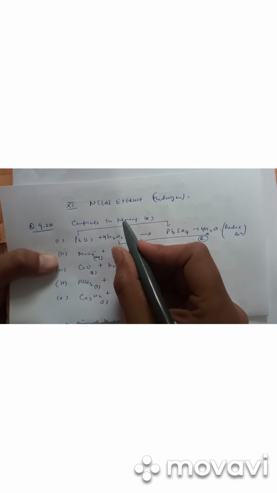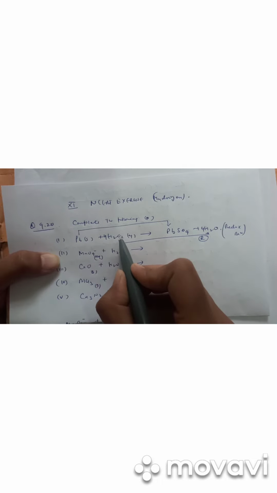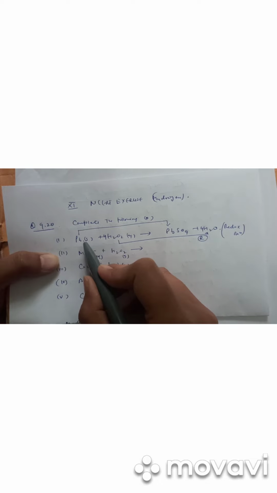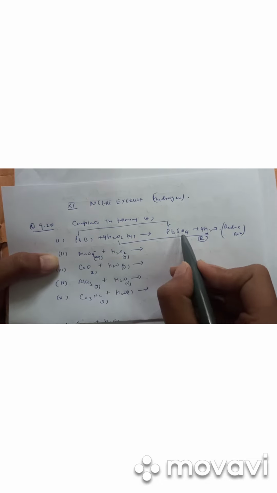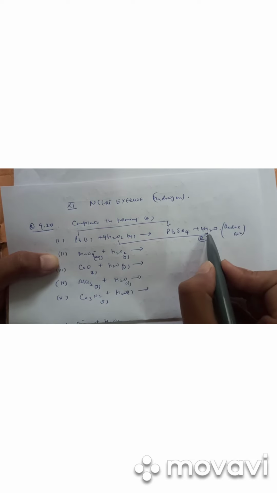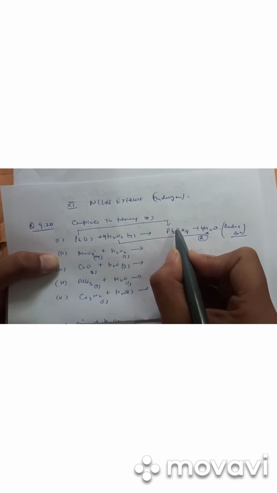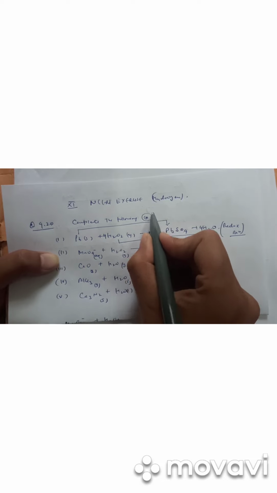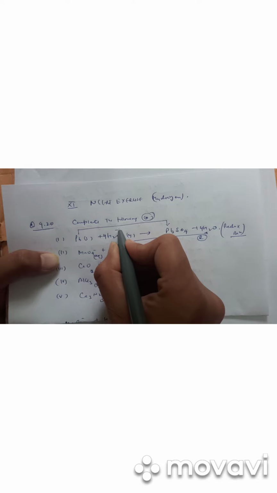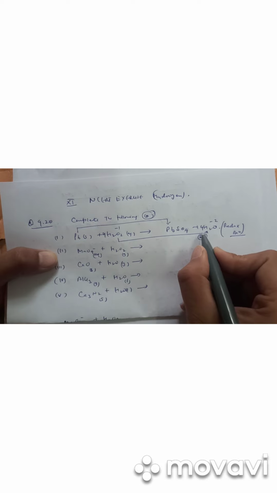In this video I am going to explain NCERT exercise of hydrogen. This is question number 9.20. The question is to complete the equation. So lead plus H2O2, this is the question. After the reaction between lead and hydrogen peroxide, lead changes into lead sulfate and hydrogen peroxide changes into water. So this is also asked, what type of reaction is this? This is a redox reaction, because in lead oxygen is added and sulfur is an electronegative species. This is also added, so lead is getting oxidized. And in hydrogen peroxide, the oxidation state of oxygen is -1 and it is changing into -2 in water. So it is gaining one electron, so this is a reduction process. So this is a redox reaction.